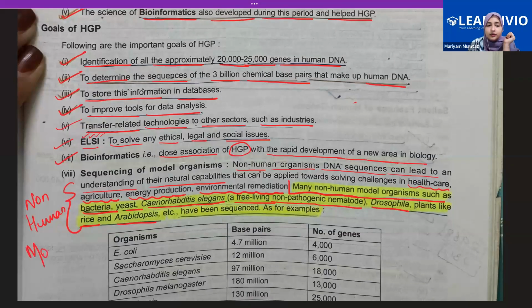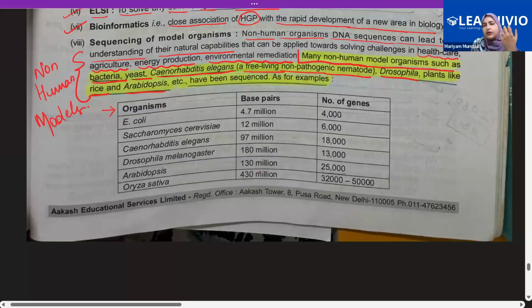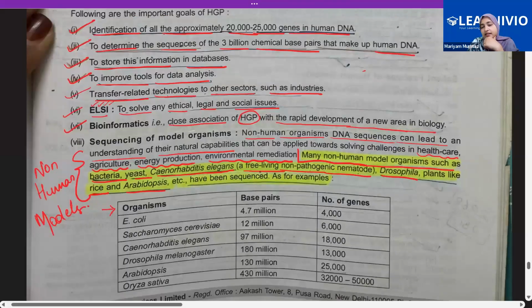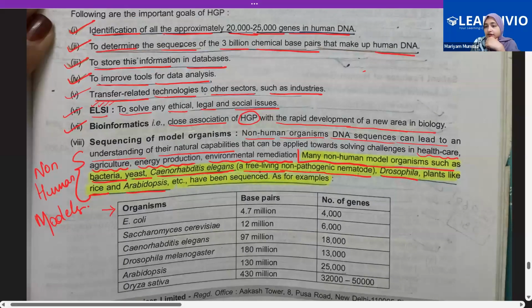So these are non-human models that are also studied. Okay, and see, this is the data that they found out. If you want to write it, you can write it, or if you don't, it's okay. So E. coli has 4.7 million base pairs, and the total number of genes in E. coli is 4,000.